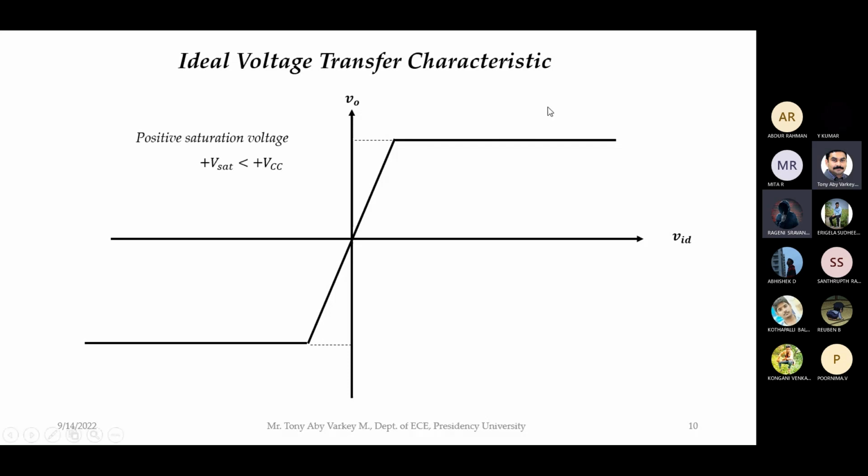This point is the positive saturation voltage, which will be less than VCC, the supply voltage we are giving to the op-amp. And this is called the negative saturation voltage, which will be less than minus VEE in magnitude. So between these two points, it will be working as an amplifier. After that, it goes into saturation. Whatever high voltage you give, the output will be maintained at that particular saturation voltage. Is it clear? When you are giving a very small voltage, it will work, but after that, it will saturate.